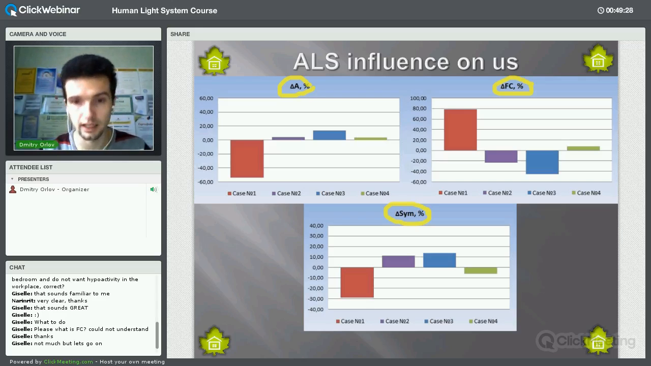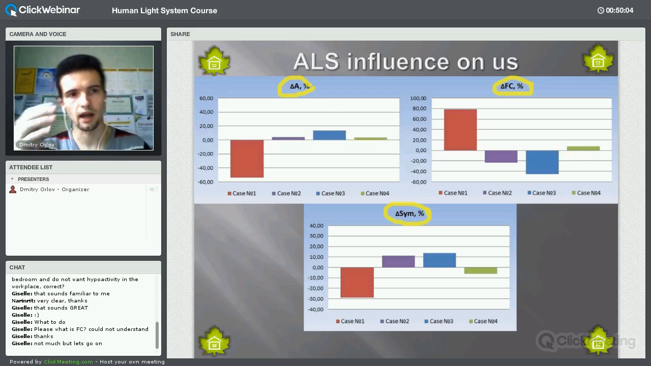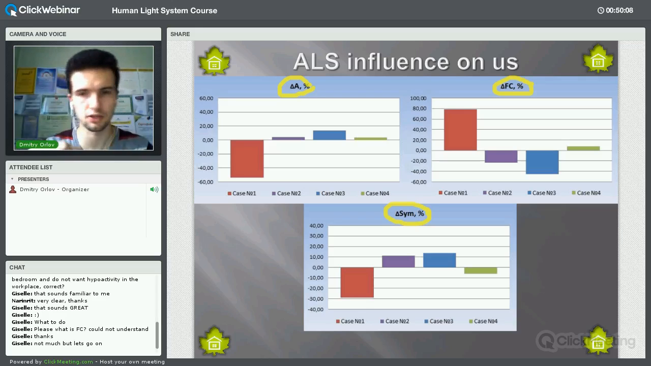Okay, so the third case is when the activity level was closer to 70: plus 10% in area, minus 45% in form coefficient, and plus 10% in symmetry. So in this case, we see that it's a very good place for this person and it gives a positive result. It means after waking up, the person feels much better than before. That's a good case. So it means the person is restoring energy through the night.